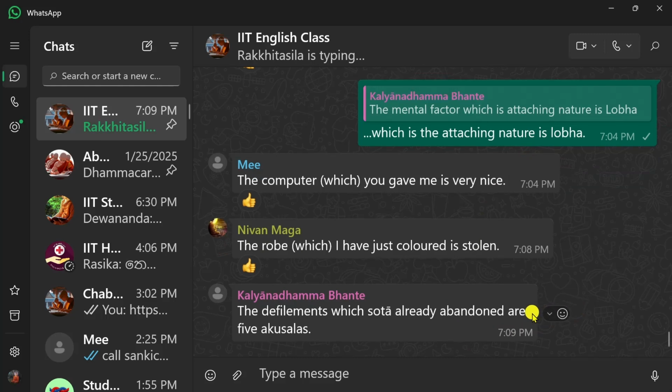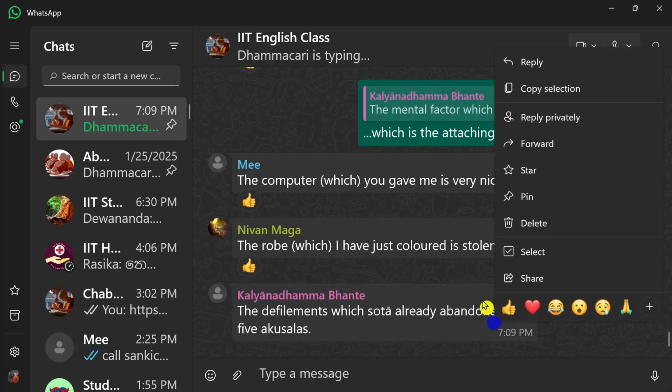The defilements which Sota already abandoned are 5 akusalas. The defilements which Sotapanna, right? Sotapanna already abandoned. They already abandoned the defilements. This is an object. Yes. Are the 5 akusalas. Okay.